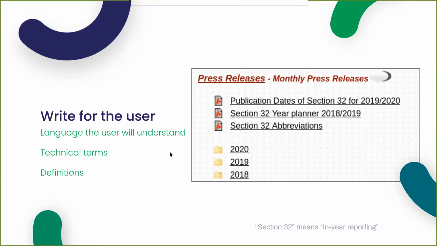In this screenshot, the national government in South Africa wrote Section 32, referring to a section of an act, a law, which specifies in-year public reporting requirements. How many people do you think will know what Section 32 refers to? So what use is this public reporting? They're clearly just checking a box, complying with the law. You want to catch your audience's eye with what they are looking for, what they expect to see. You don't want to scare them away.